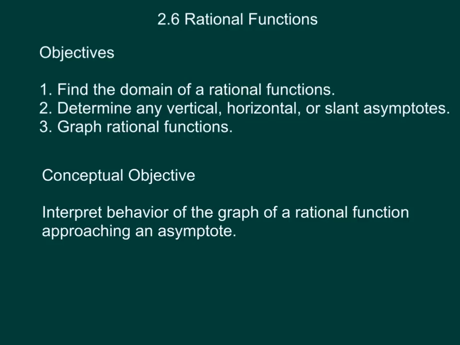Hello everyone, and welcome to the video on section 2.6 on rational functions. The objectives in this video are: 1, to find the domain of rational functions. Number 2, determine any vertical, horizontal, or slant asymptotes. And the third one will be to graph rational functions. Our conceptual objective is to interpret behavior of a graph as a rational function approaches an asymptote.